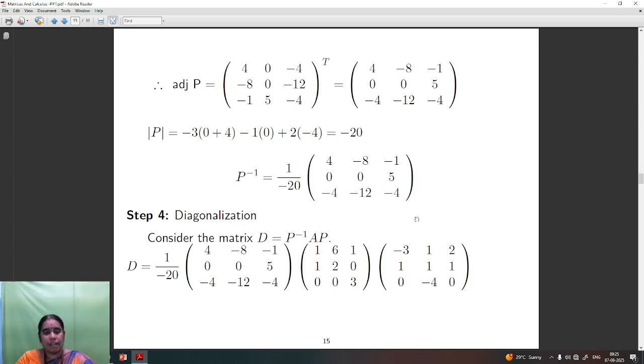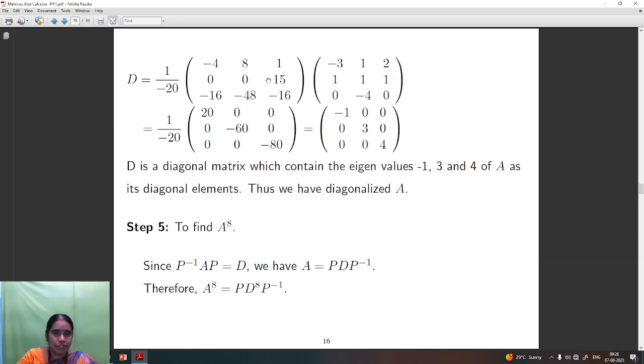Next, we are going to calculate the diagonalization. Diagonalization D is P inverse A P, which is 1 by minus 20 into this matrix, that is the P inverse value, A value and P value. Next, we have to multiply all three. First we multiply the first two matrices, and we get the answer as this.